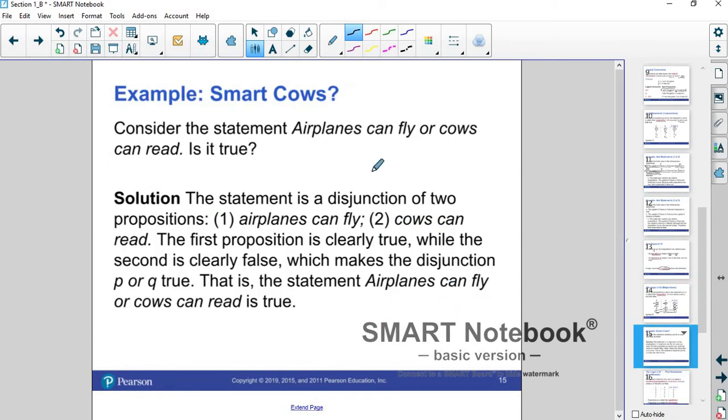As an example, airplanes can fly or cows can read. Is that a true statement? Well, the way we look at it, again, the or separates these two smaller statements. What do you know about airplanes can fly? That's true. What do you know about cows can read? I believe that to be false. However, the entire statement is an or statement, which means I just need one or the other to be true for the whole thing to be true, and so the whole thing is true. And that's correct.